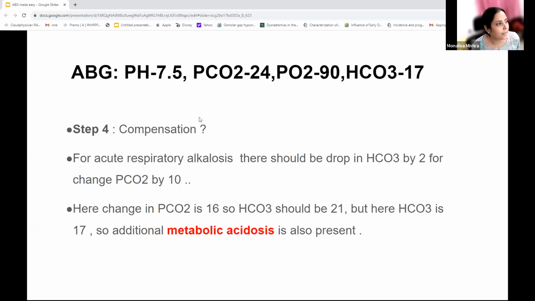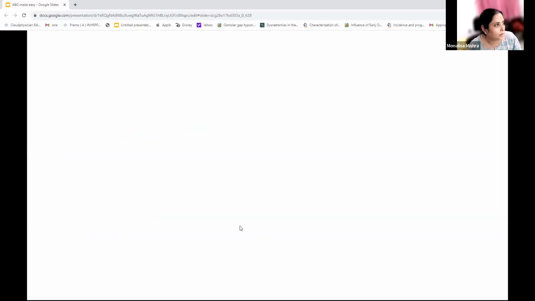After finding out respiratory alkalosis, you have to see if there is metabolic compensation or not. So the formula was this. For acute respiratory alkalosis, there should be a drop in bicarb by 2 for every change in PCO2 by 10. So the change in PCO2 is 16, so bicarb according to that should be 21. And here the bicarb is 17. So it is additional metabolic acidosis along with respiratory alkalosis. So the compensation is not taking place here. It is metabolic acidosis additional along with the respiratory alkalosis that is present.